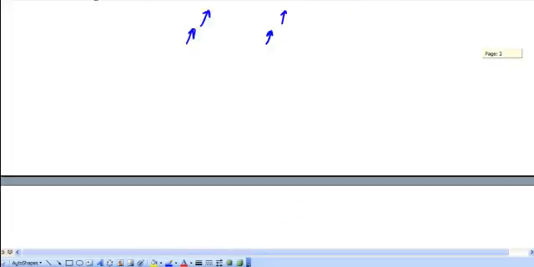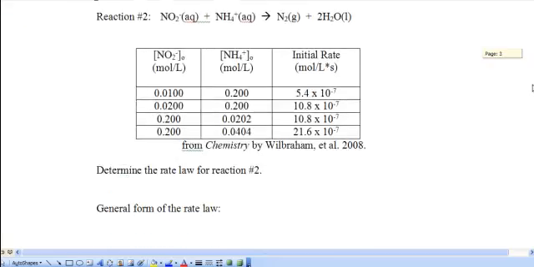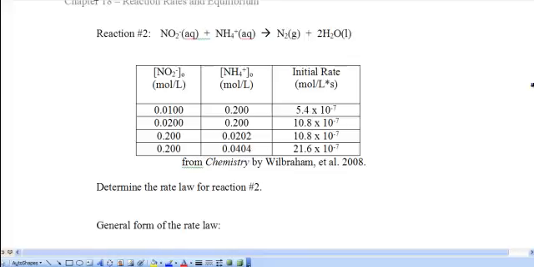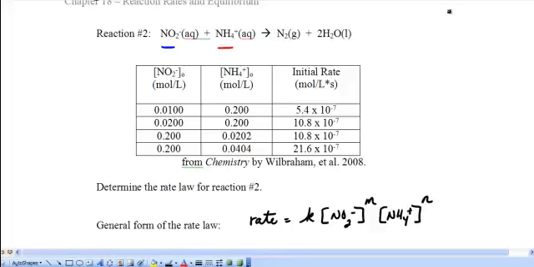And so let's go ahead and work our way through reaction number 2, where you have nitrite, which is right here, reacting with the ammonium ion right there to form nitrogen and water. And here's the data that we're collecting. So again, we'll write the general form of the rate law. You just have to say rate equals K times the first reactant raised to some unknown power, we'll use M, times the second reactant raised to some unknown power, we'll say N, and that's it.